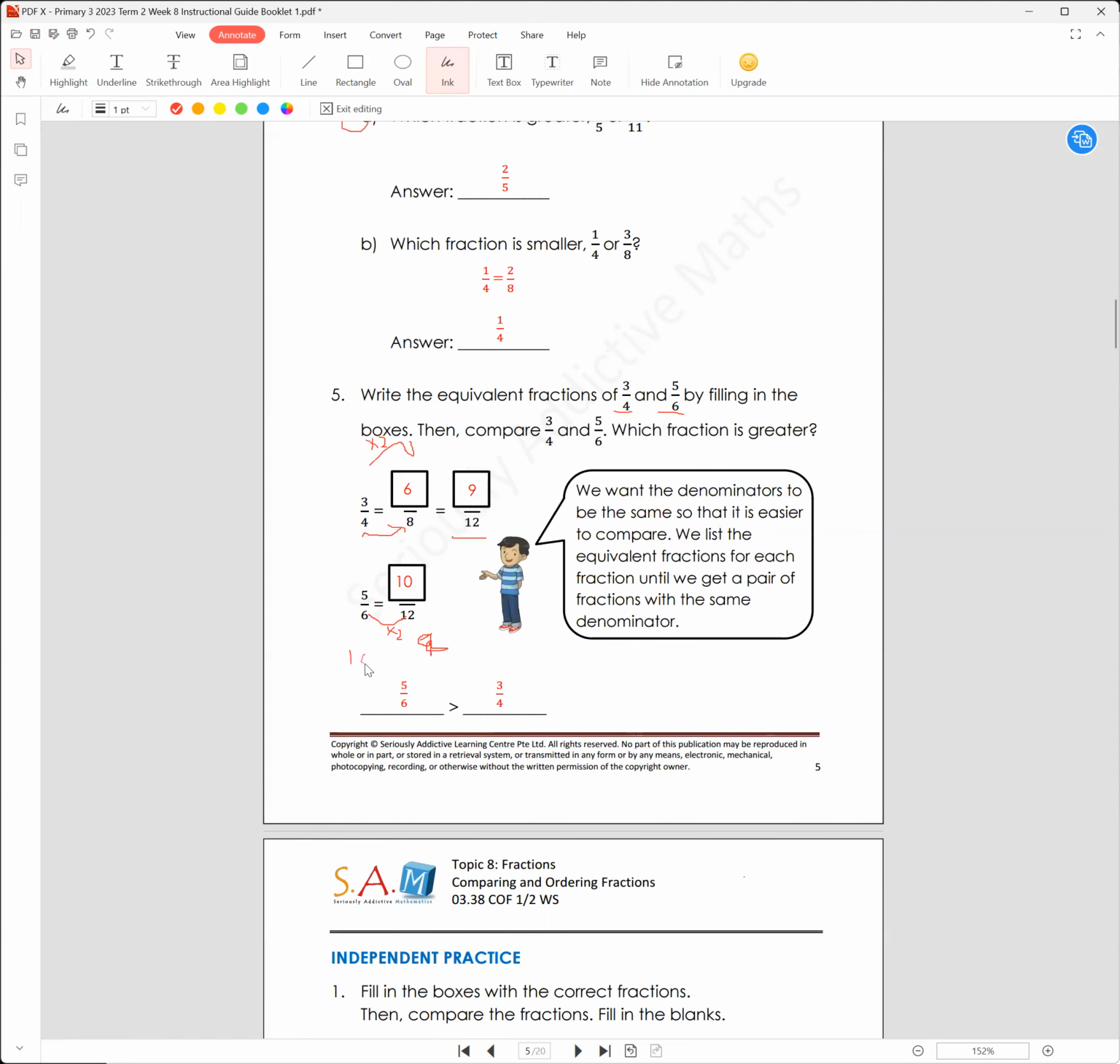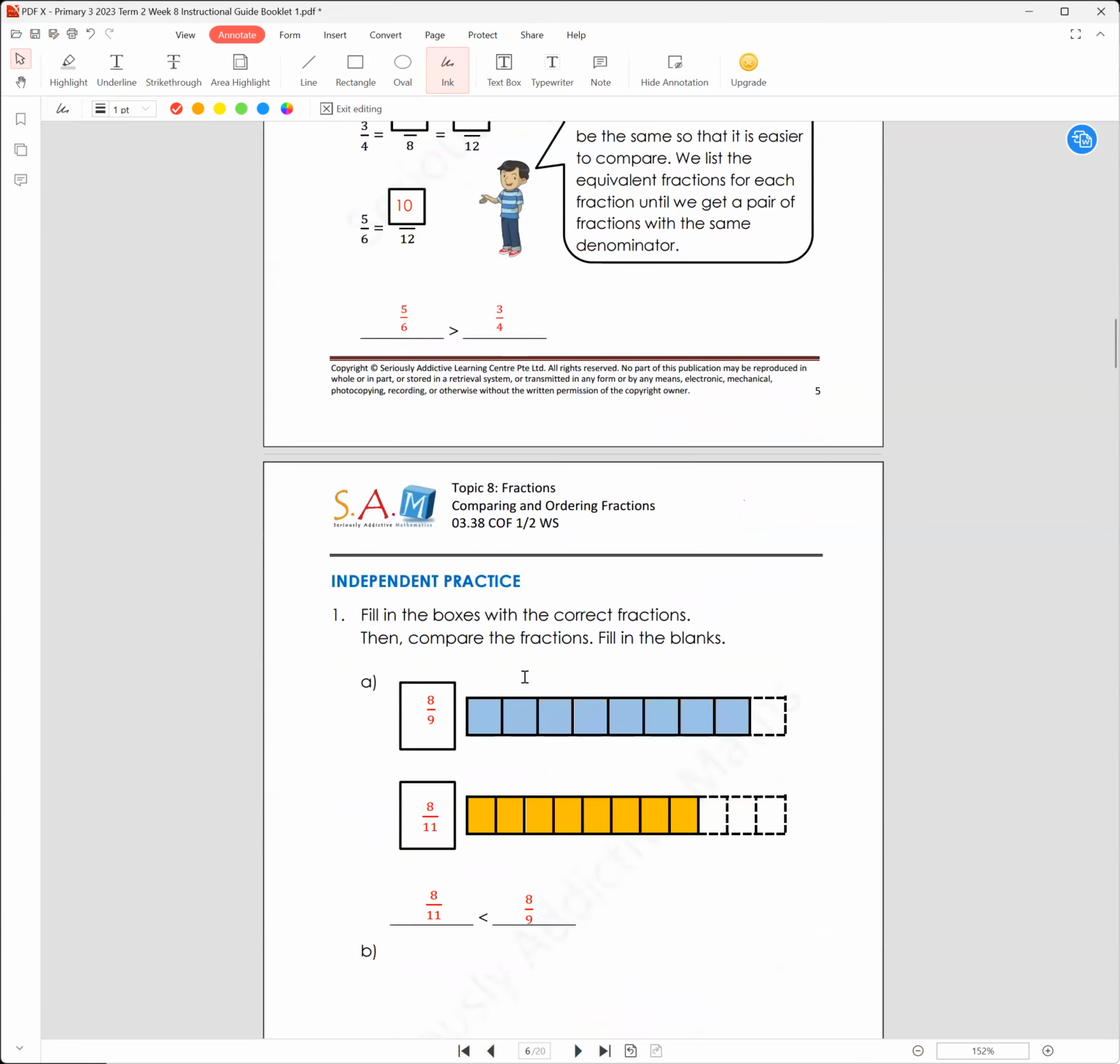Sorry, they shouldn't write 10 out of 12 is greater than 9 out of 12, right? Emphasize on that. They need to look at the original fractions that are given. So it's 5 out of 6 is greater than 3 out of 4.